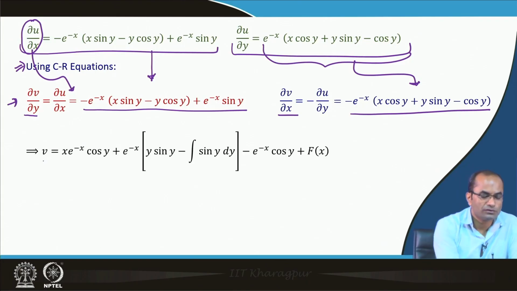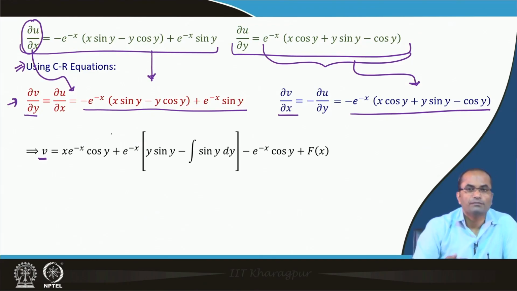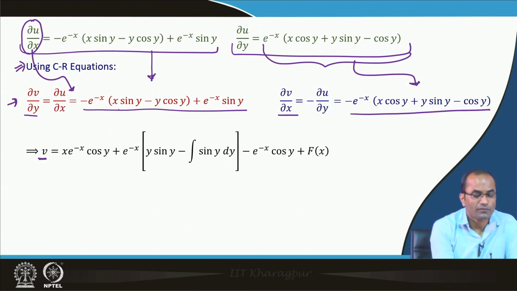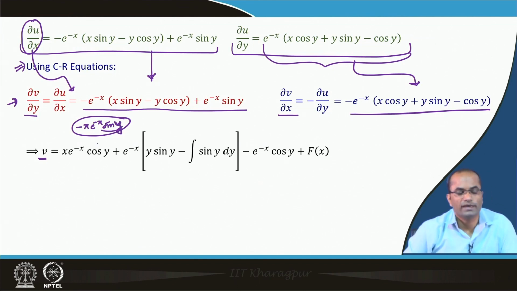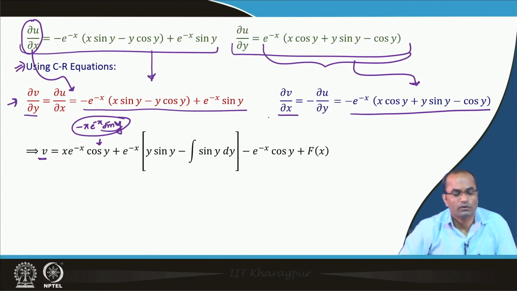So, if we integrate here, we will get v. We are integrating partially with respect to y, so x will be treated as constant. For instance, in the first term we have minus x e to the power minus x times sin y. The integration of sin y with respect to y gives minus cos y, and with the minus sign adjusted, we get x e to the power minus x cos y. Similarly, we can do this for all the other terms.